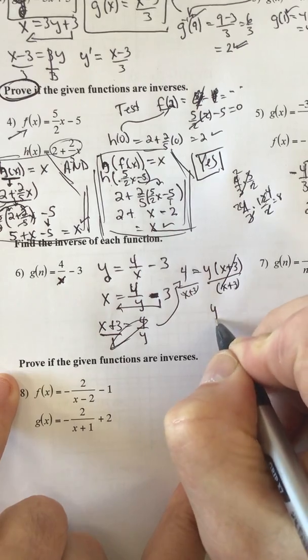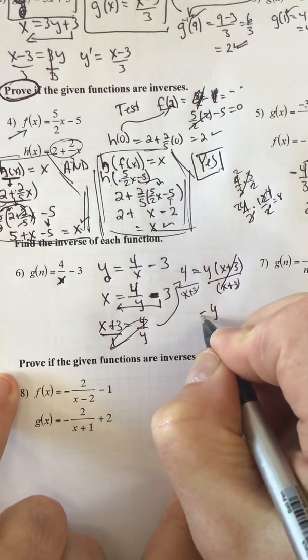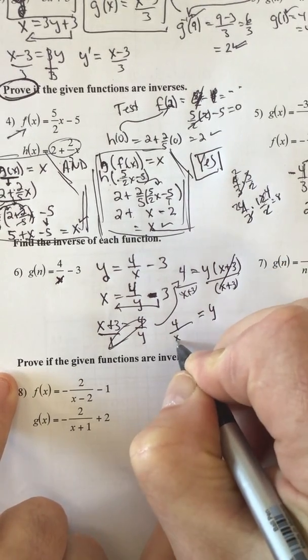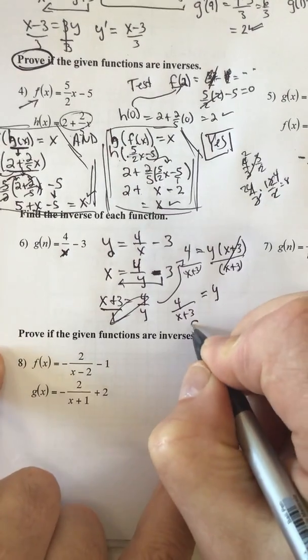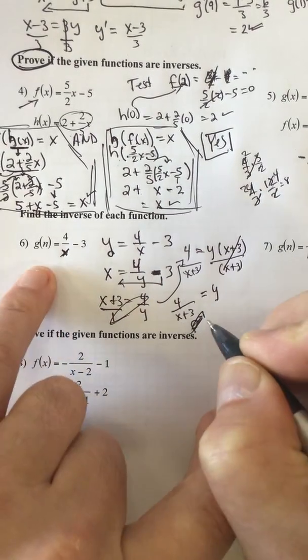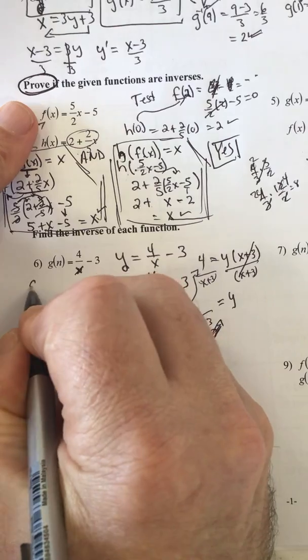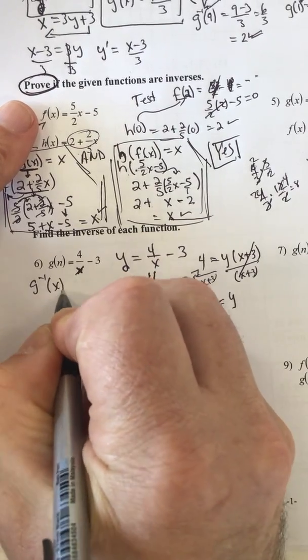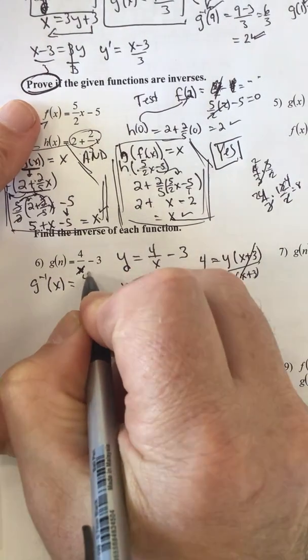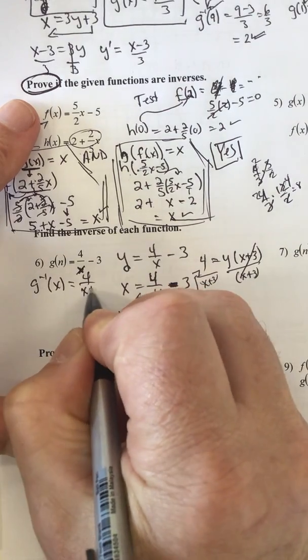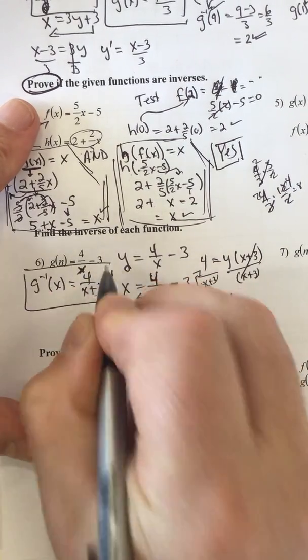So those will go away, and here's our inverse. Y equals 4 over x plus 3. So we would write that as f. Now in this case it's g. So the inverse is g negative 1 of x equals 4 over x plus 3. That's what we're looking for.